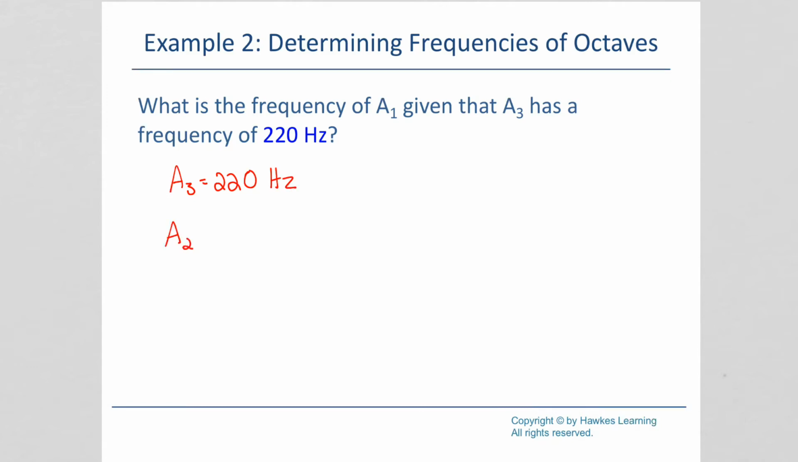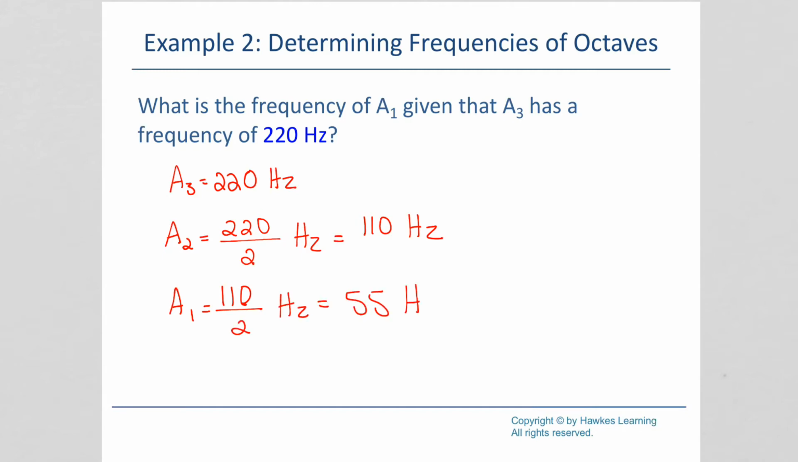then A sub 2 would be 220 divided by 2 hertz, or 110 hertz. So A sub 1 would be 110 divided by 2 hertz, which is 55 hertz.